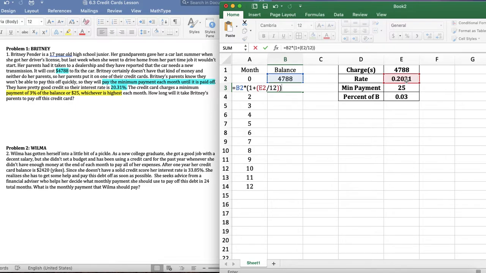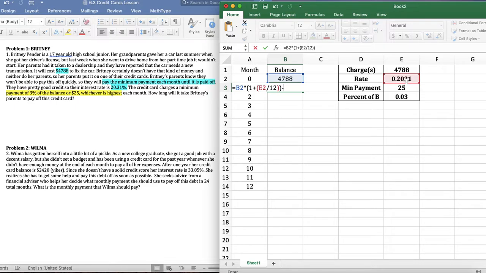And then you hopefully are going to make a payment. Brittany's family is going to make a payment, so we're going to subtract out that payment. What's different here from the car loans that we looked at in 6.2 is you don't have a fixed payment. It is over here highlighted in yellow. It is either going to be 3% of the previous balance or $25, whichever is higher.